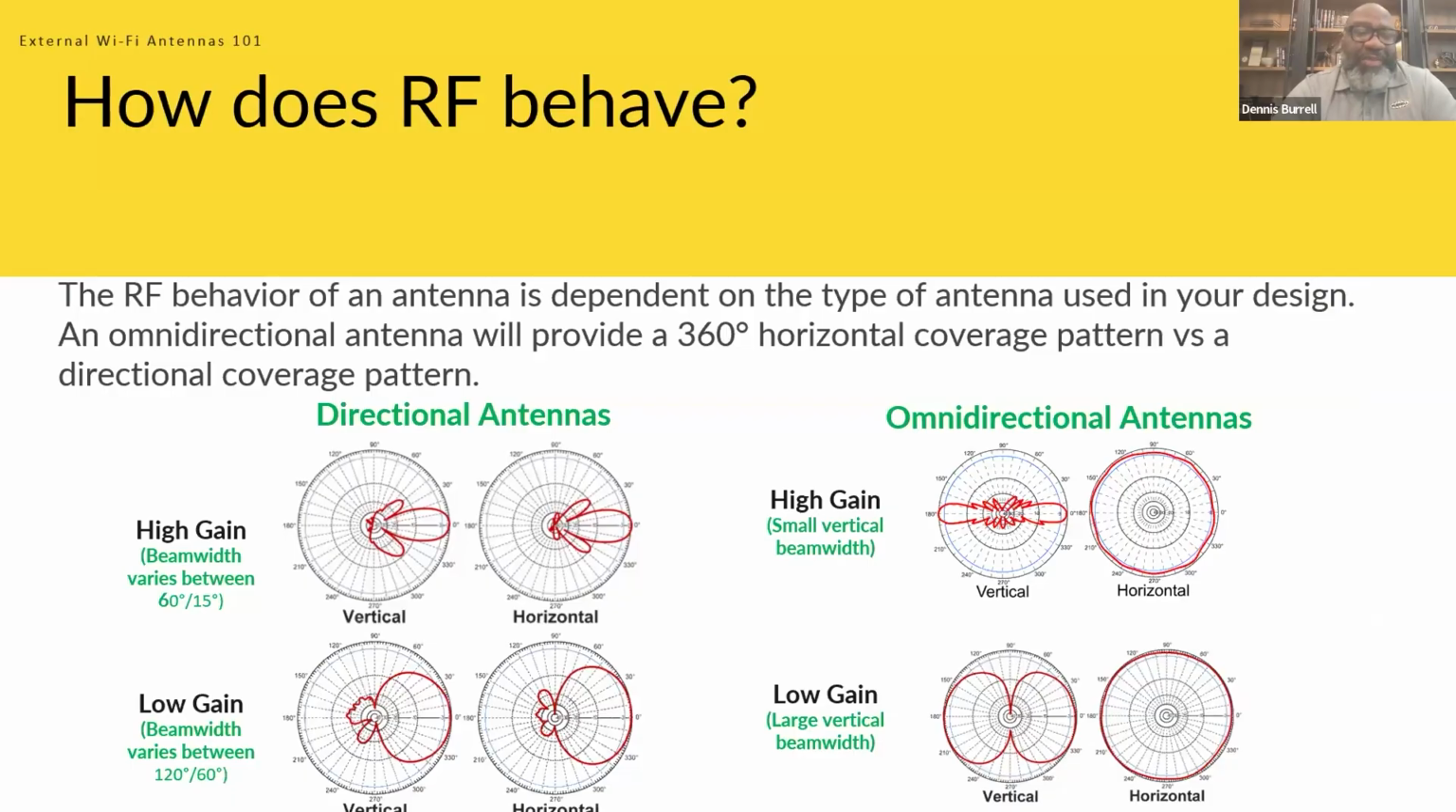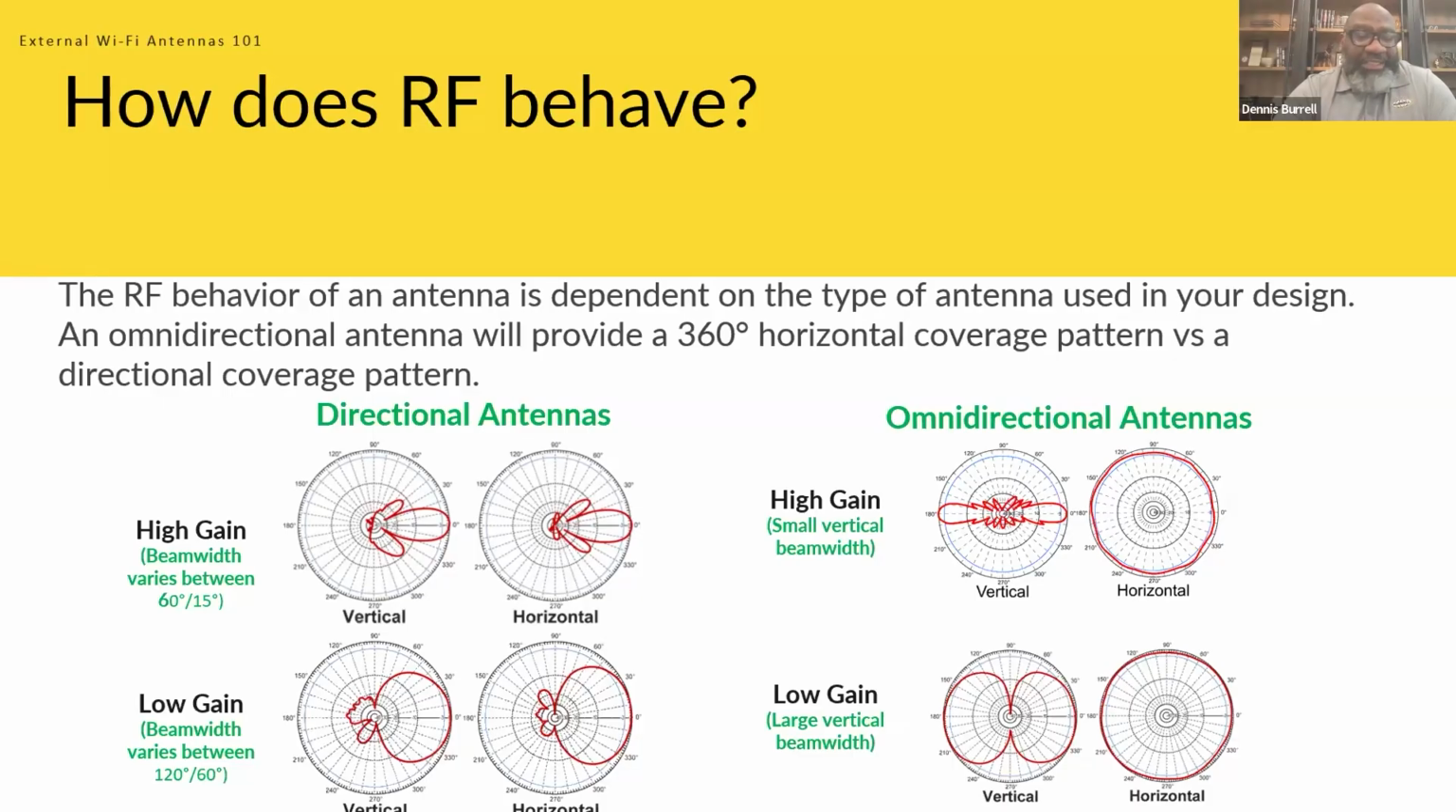So how does RF behave? The RF behavior of an antenna is dependent on the type of antenna used in your design. Omnidirectional will provide a 360 degree horizontal coverage pattern versus a directional antenna. And this just shows some patterns of directional antennas and omnidirectional antennas.